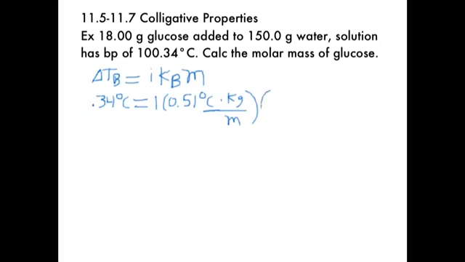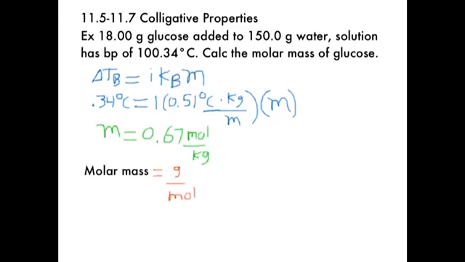And the molality is not given to me, and I can't figure it out because I don't have the molar mass. That's what I'm trying to find. So we'll leave that as molality. When I solve for molality by dividing both sides by 0.51, I find out the molality is 0.67 moles per kilogram. At this point, we should ask ourselves, do I know how to find the molar mass, which is the goal of the problem? I know that molar mass has units of grams of glucose over moles of glucose, and I can find my moles from molality, and I'm given my grams in the problem.